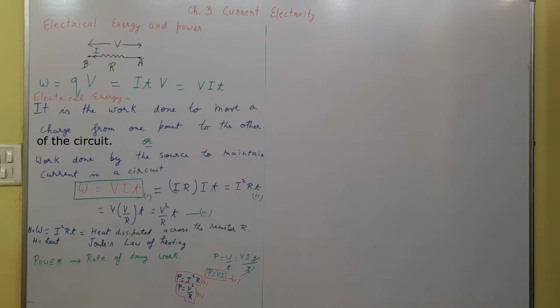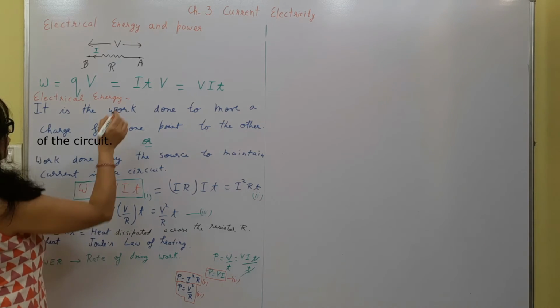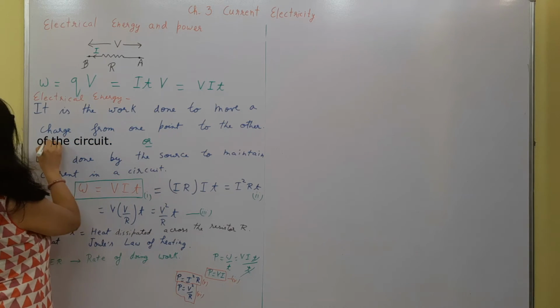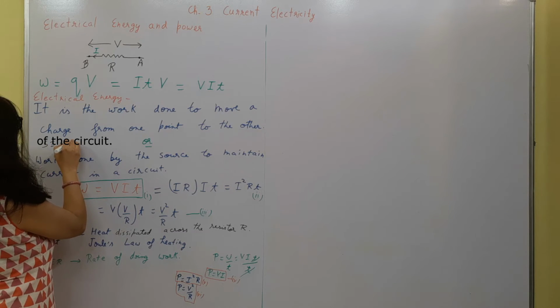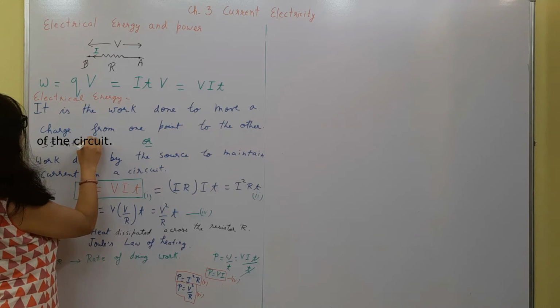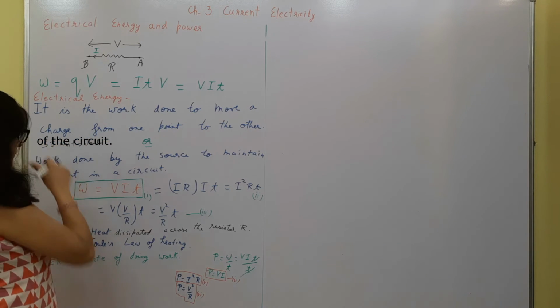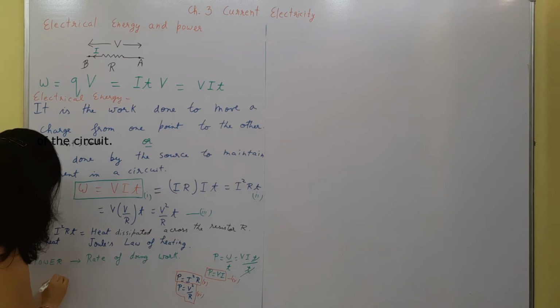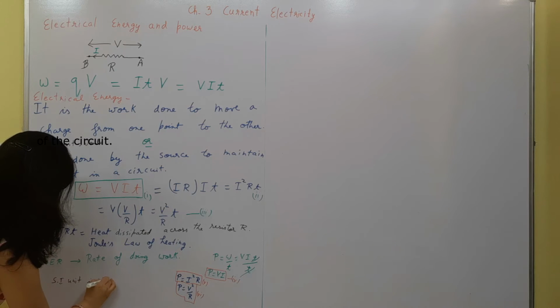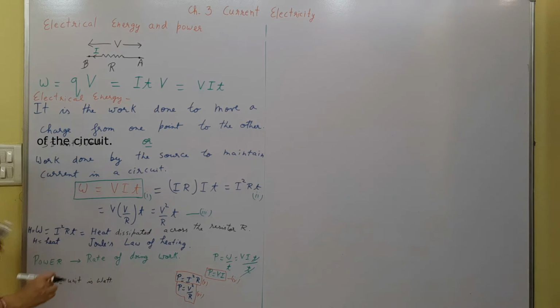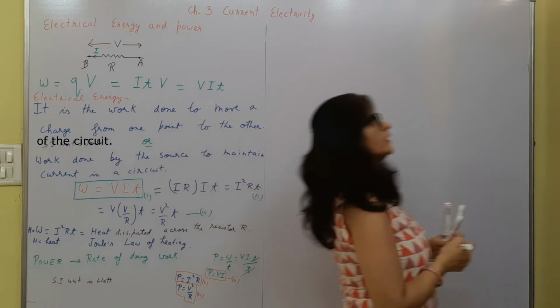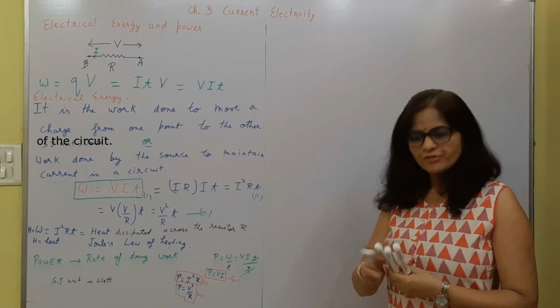Then we have the SI unit of electrical energy. Energy has a standard unit of joules. We all know this. So the SI unit of electrical energy is joules. Right? But for power, we know that the SI unit is watt.